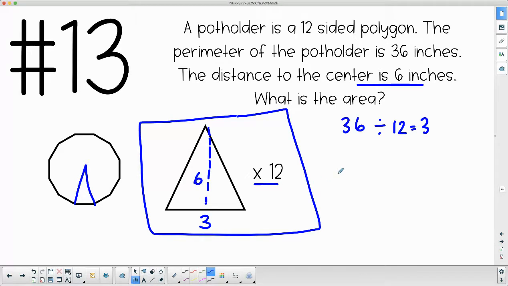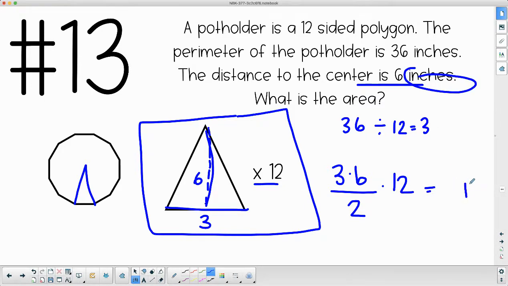So now I can find my area. So find the triangle. So we know base times height. So here's my base. Times it by my height up to the top is 6. We're going to cut that triangle in half and then I know that I have 12 of those, and that will tell me my answer in inches squared.